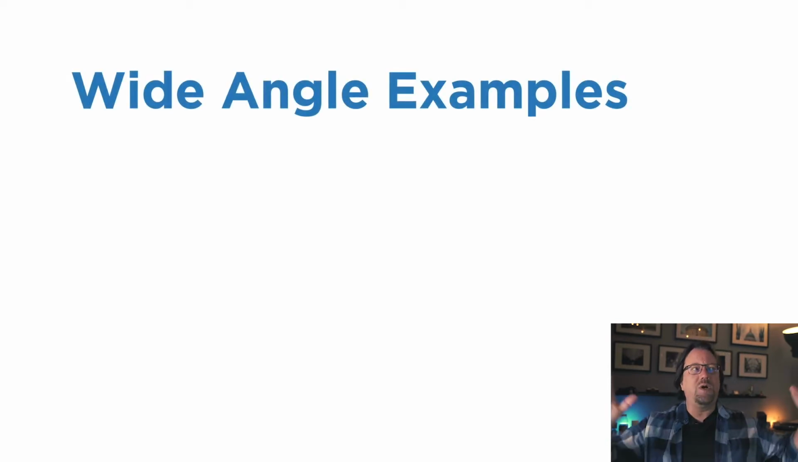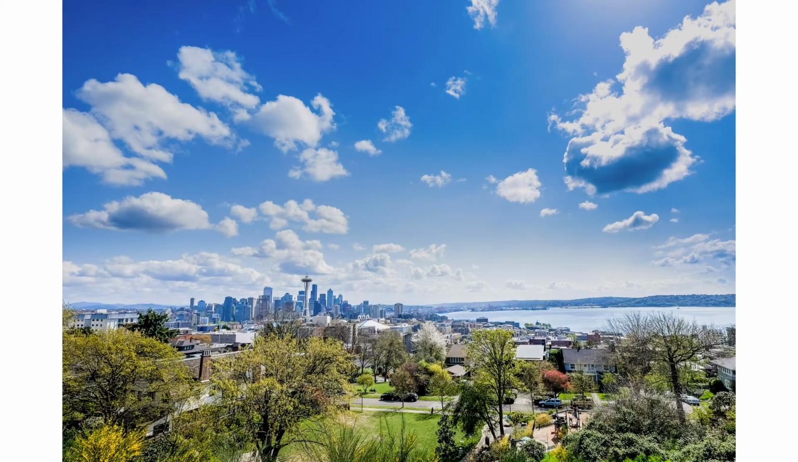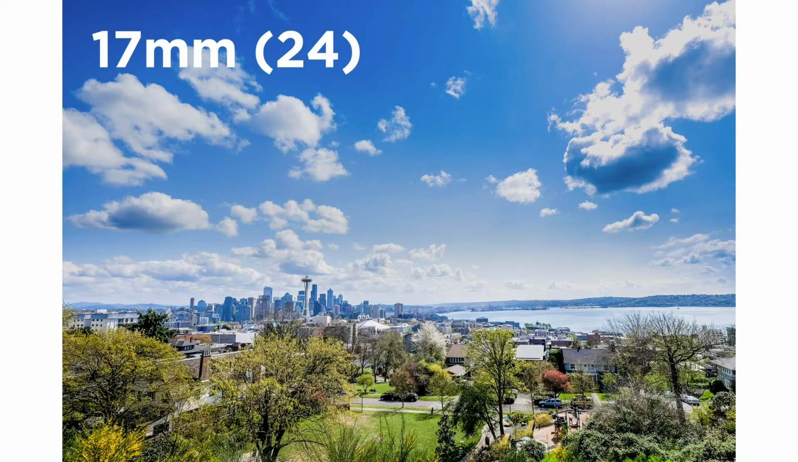Wide angle lenses are the ones with the smaller focal length numbers, and they see more of a given scene. So let's just take a look at some examples. And I'll show you also what the focal length was of the lens that took the photo. So this is a very, very typical wide angle photo. It's landscape. It's a scene. This is from Kerry Park in Seattle. So you get this typical view of Seattle and the Puget Sound there. Boom, looking south. The focal length here is 17 millimeters on my crop sensor.